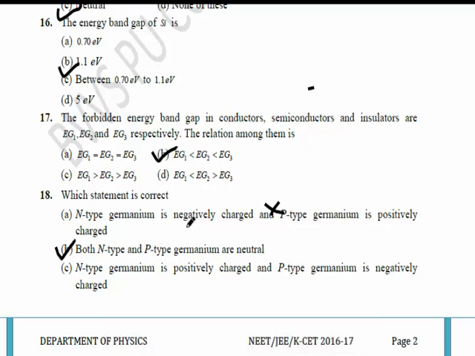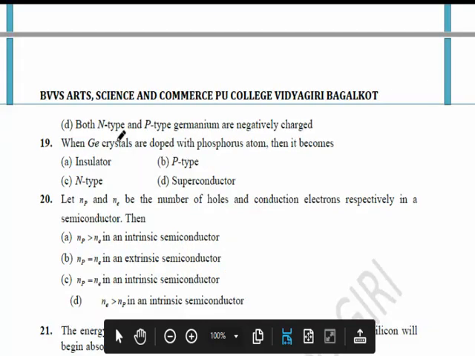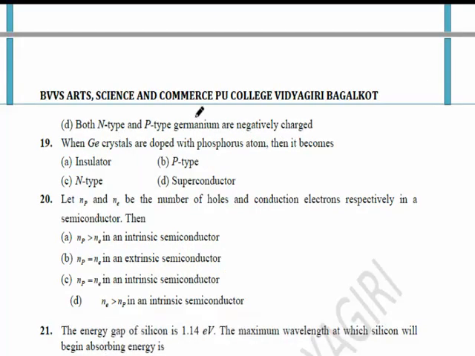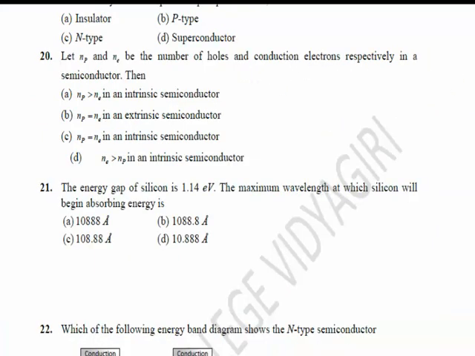And we have to look at the other options also. N type germanium is negatively charged, P type is negatively charged. No, this is also not a correct statement because they are not charged, they are neutral. Next, both N type and P type negatively charged. This is also not correct. So which one is the correct option? The correct option is B, both P type and N type are neutral. Correct statement. Okay, next, move to the next slide.